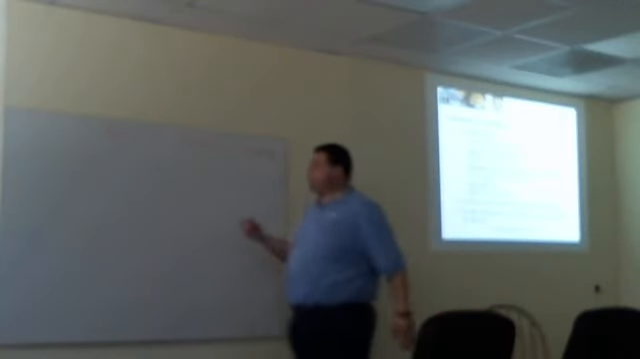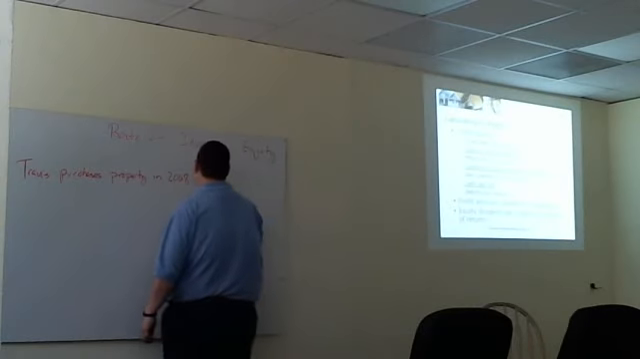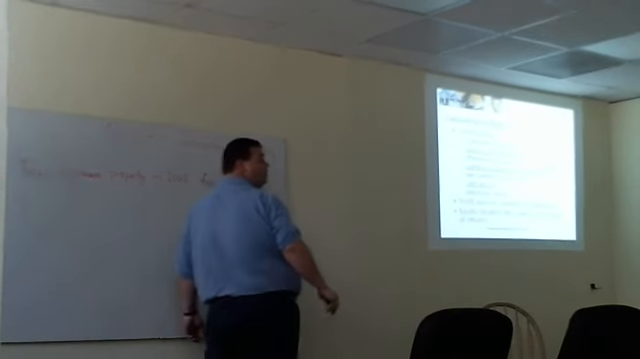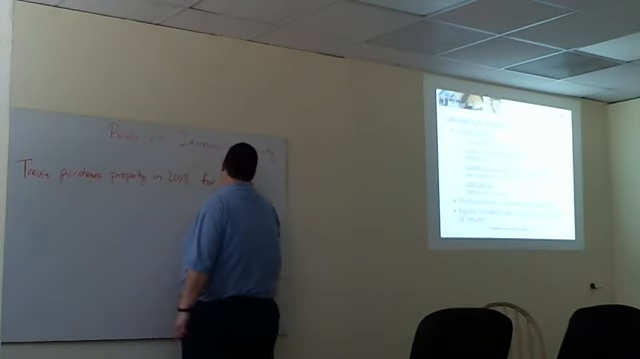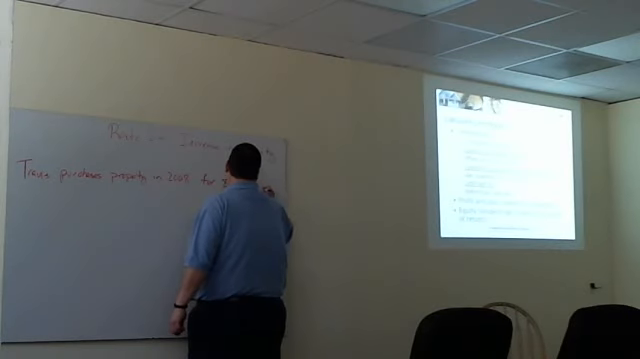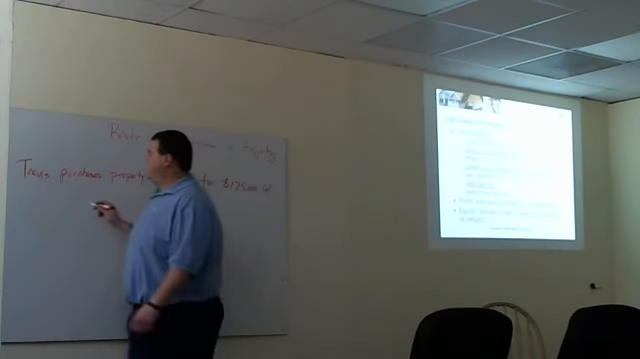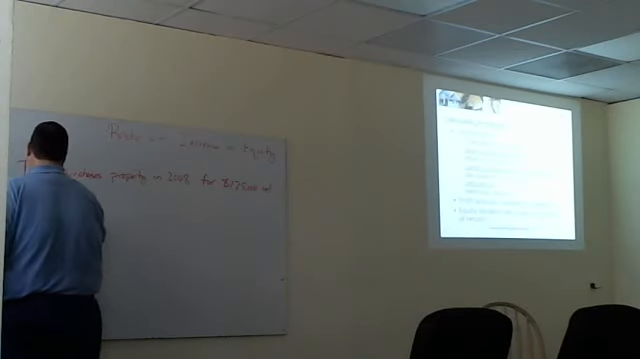So, Travis purchases property in 2008. We're not gonna make it a loss, we're gonna make it for $125,000 with a 90% LTV loan.